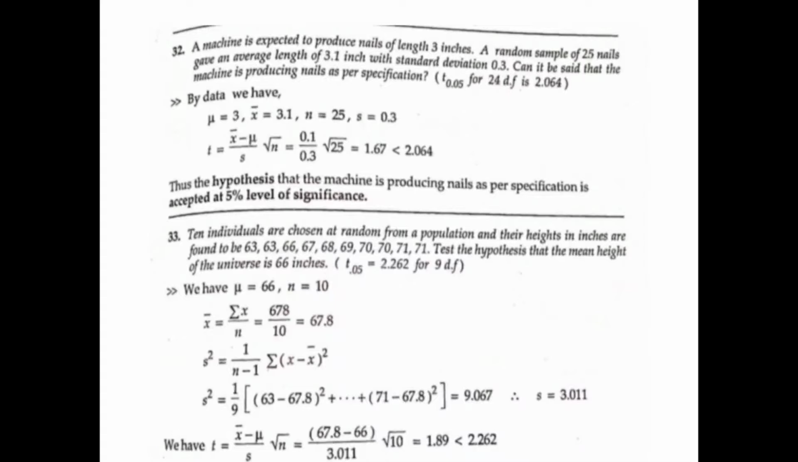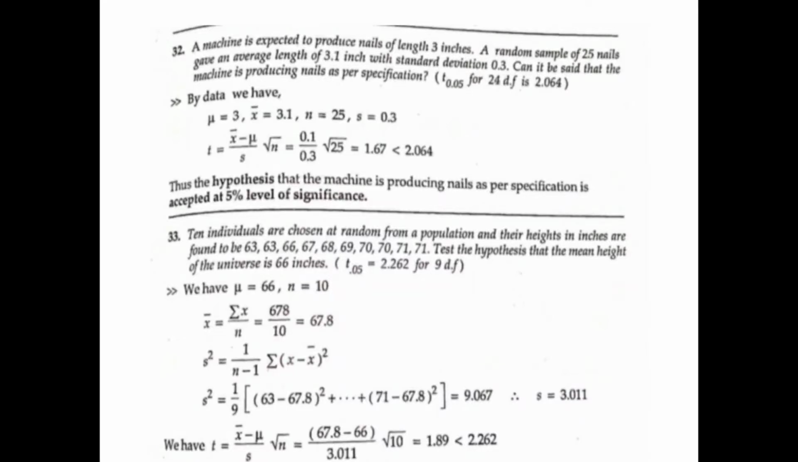Understood? So the mean of the population is 3 inches, but mean of the sample is 3.1 inches and standard deviation of the sample is 0.3. And we know that the size of the sample is 25, and hence substituting all the values in the t test, we get t is x bar minus mu divided by s into root n. So substituting the values, we are getting the calculated t value is 1.67 and the critical value of t at 24 degrees of freedom is 2.064.